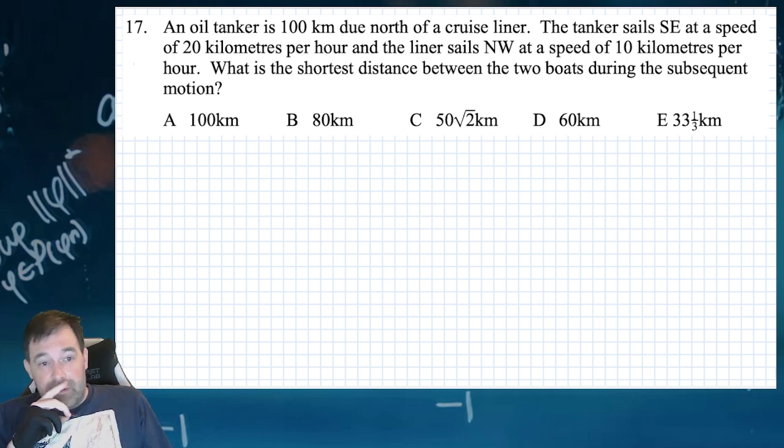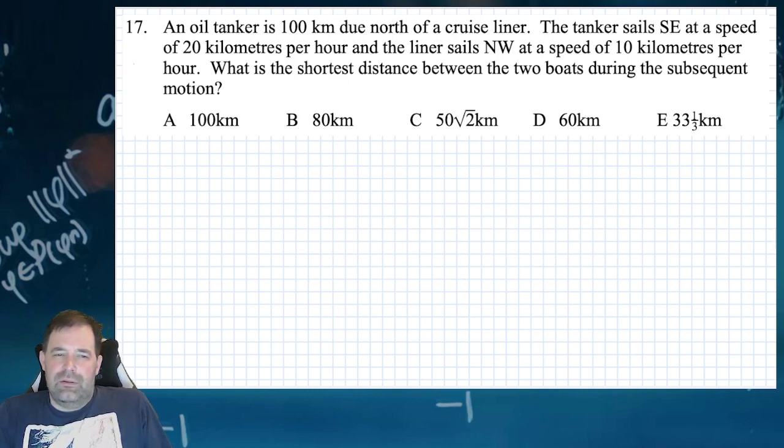An oil tanker is 100 kilometres due north of a cruise liner. The tanker sails southeast at a speed of 20 kilometres per hour, and the liner sails northwest at a speed of 10 kilometres per hour. What is the shortest distance between the two boats during the subsequent motion?